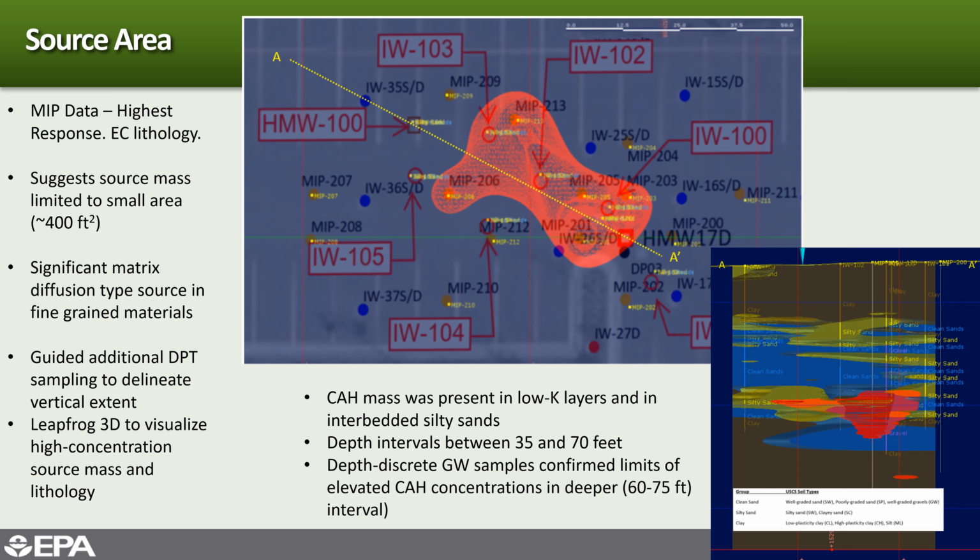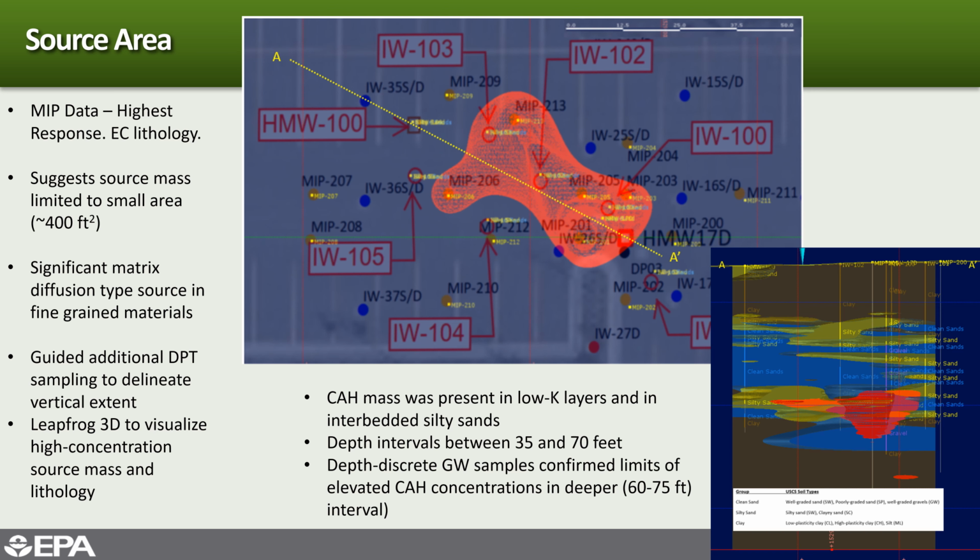In fact, there appears to be a fair amount of matrix diffusion coming from this high concentration zone that is in a low permeability unit. So they went ahead and used additional direct push technologies and sampling to really delineate that and come back in this case, and use the Leapfrog visualization tool, which I'll show in a moment, to get an understanding of the MIP response, the high concentration zones, and the lithology associated with that.